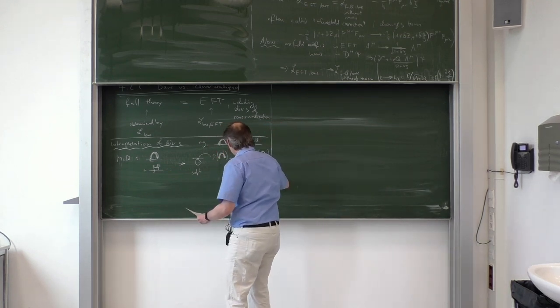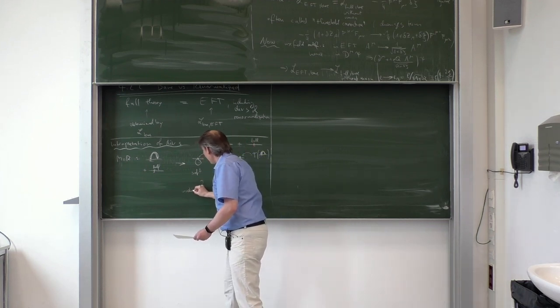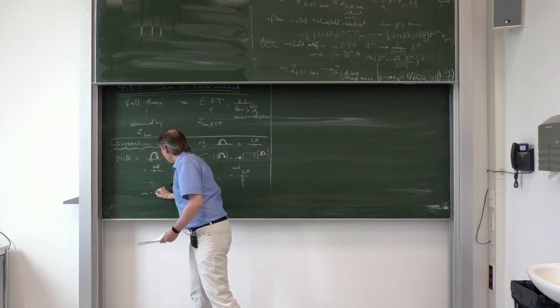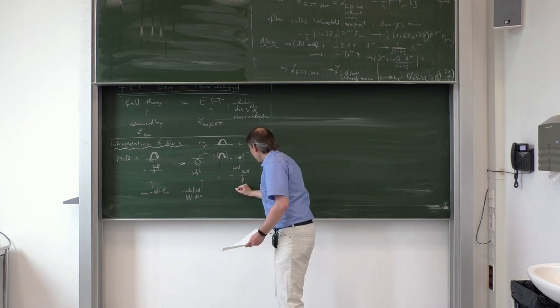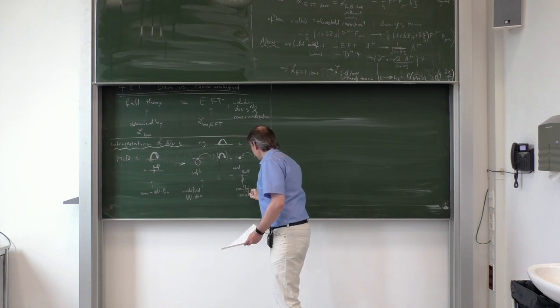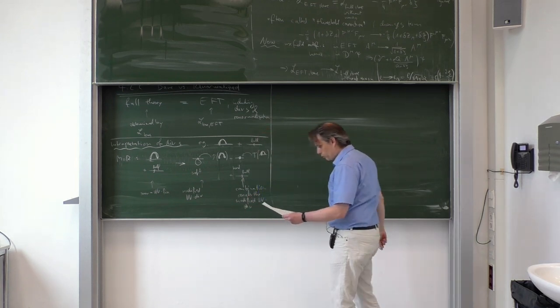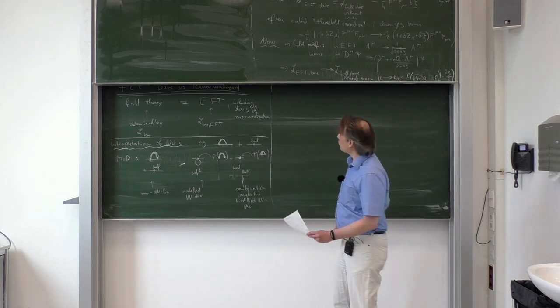So how can we write this? Let's say, okay, let's start here. The sum is UV finite. That has a modified UV divergence. And the combination cancels the modified UV divergence. And I think that is sufficiently illustrated in this way.